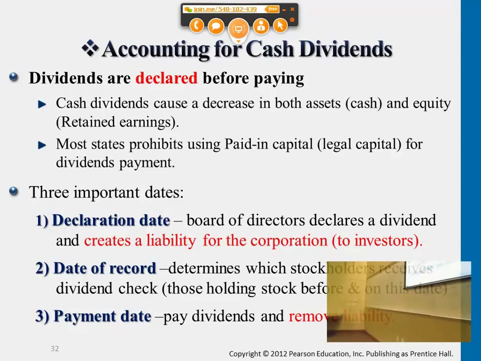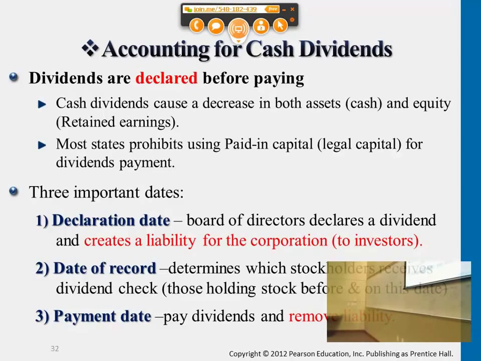Then the third, usually another 2 weeks later, will be the payment date, when it reaches year end. So there will be a declaration date for dividends. There will be a date of record to determine who the shareholders are that receive dividends this year. Meaning after this date, if any other shareholders purchase a stock, they will fall under the following year's bracket. They will not be receiving dividends until next year. Payment date is the day that shareholders actually receive the dividends.